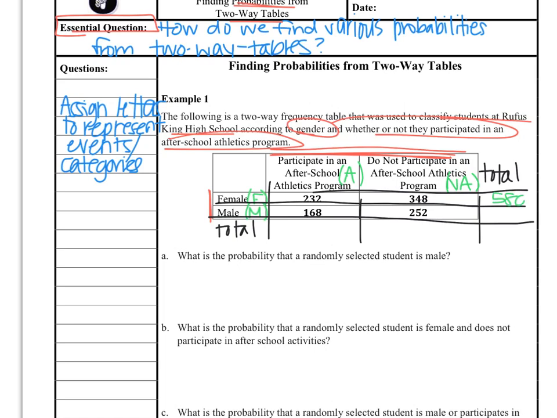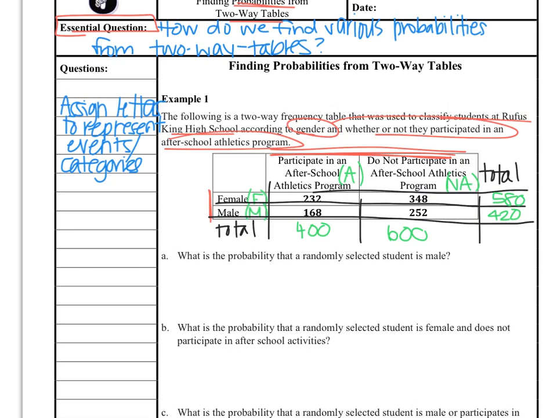And then I'm going to do the same thing for males. So 168 plus 252 is 420. And then to find out the total number of students that participate in the after-school program, I have to add up the females and the males that do participate, put my total here. Same idea over here. Do not participate, add these two up, put my total here. And then we'll talk about this blank spot in the end. So I have 400 and 600.